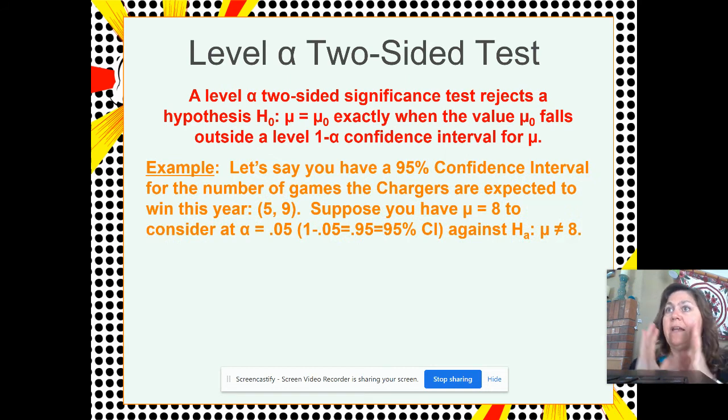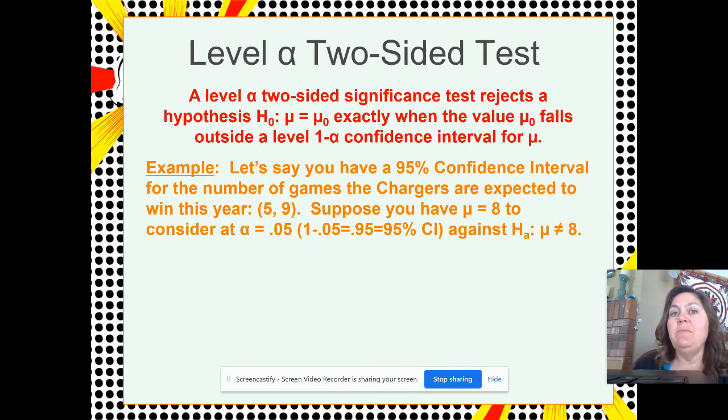Let's say you have a 95% CI for the number of games the Chargers are expected to win this year. Sorry, we're still talking Chargers. Some of you may still be fans, and some of you may be mad that they've left, but we're just using Chargers for now until San Diego gets another team. So your CI goes from 5 to 9. So 7 is our middle number there, our mean.